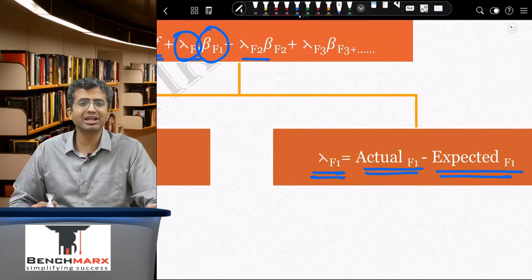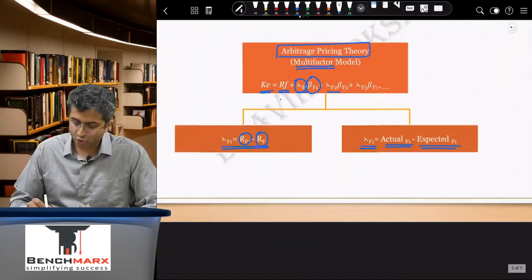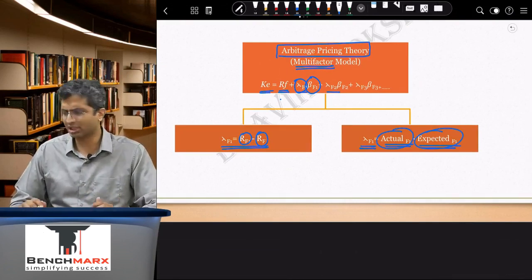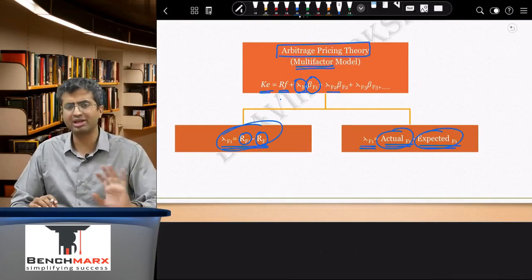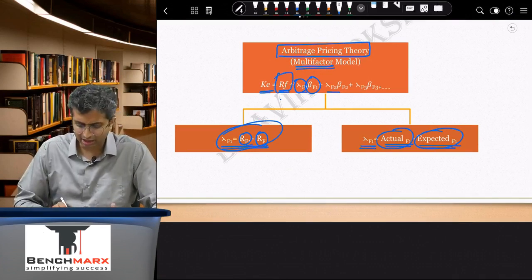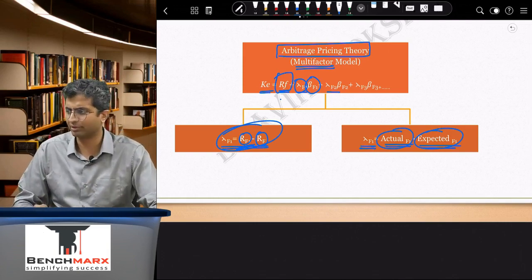But sir, how will we know in the exam which of the two should we take? Well, it depends on the data. If you have been given actual and expected data, then you can use the second formula. Otherwise, in all other cases, you can use the first formula. Risk-free rate will in any case always be given in every question, and the actual return of the factor, if that is available, you can always take the first formula.